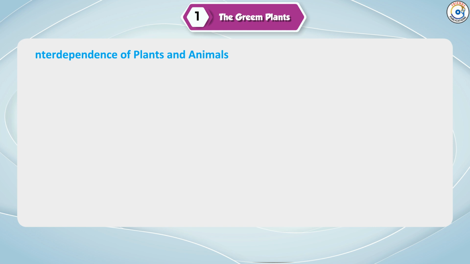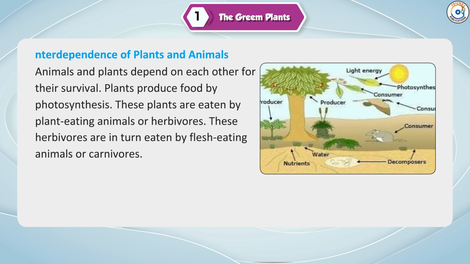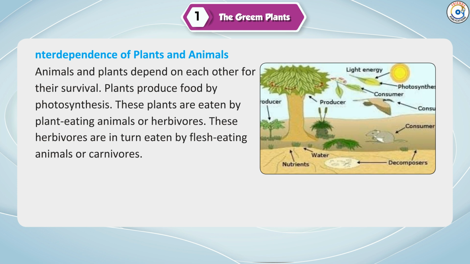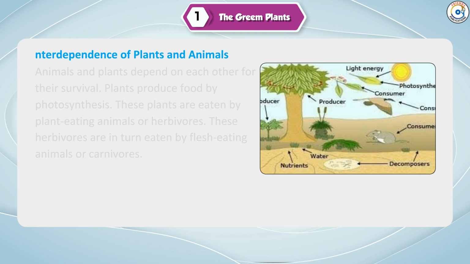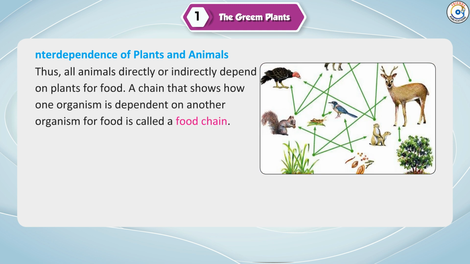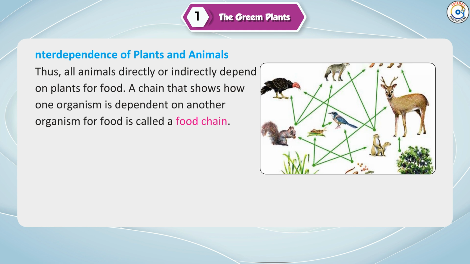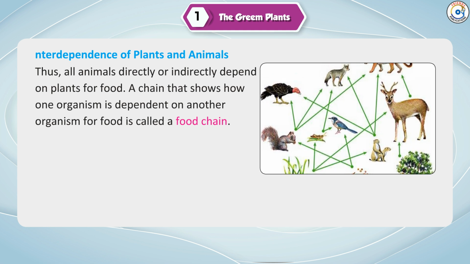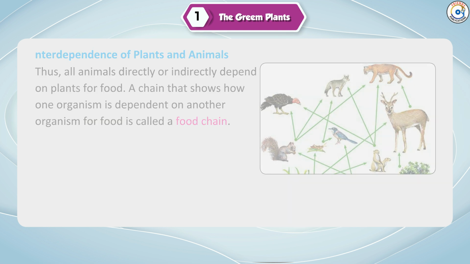Interdependence of plants and animals. Animals and plants depend on each other for their survival. Plants produce food by photosynthesis. These plants are eaten by plant-eating animals or herbivores. These herbivores are in turn eaten by flesh-eating animals or carnivores. Thus, all animals directly or indirectly depend on plants for food. A chain that shows how one organism is dependent on another organism for food is called a food chain.